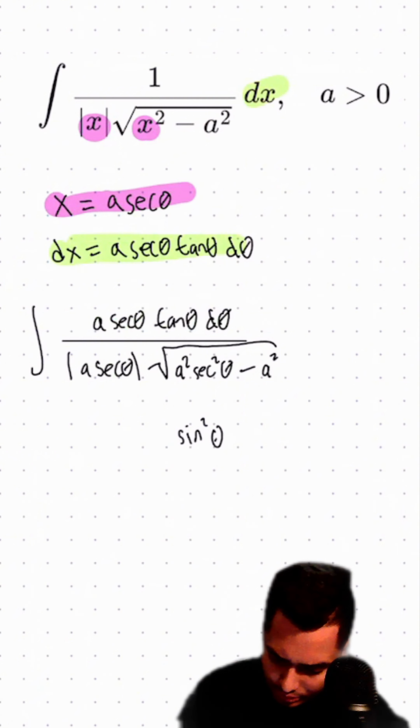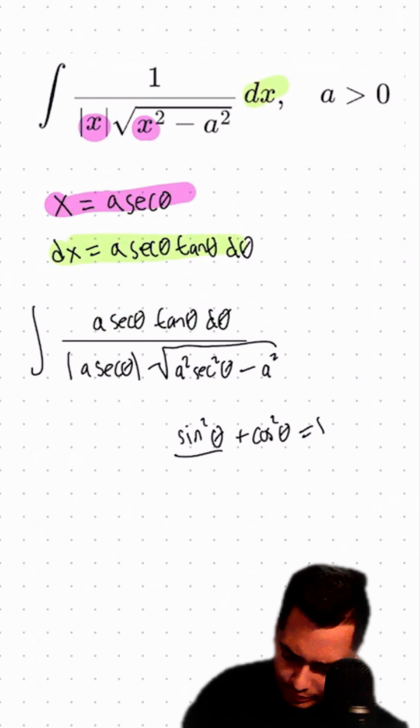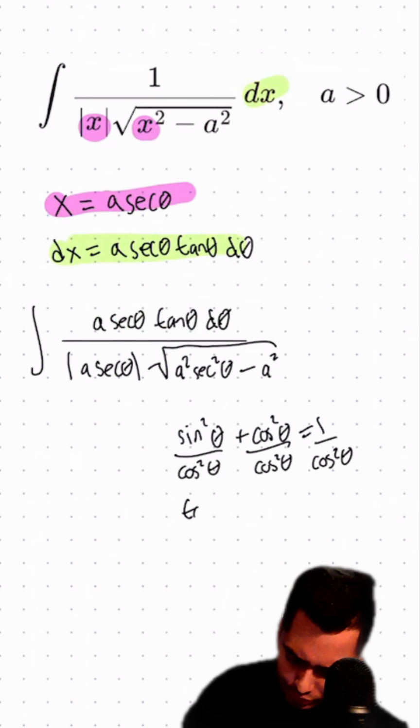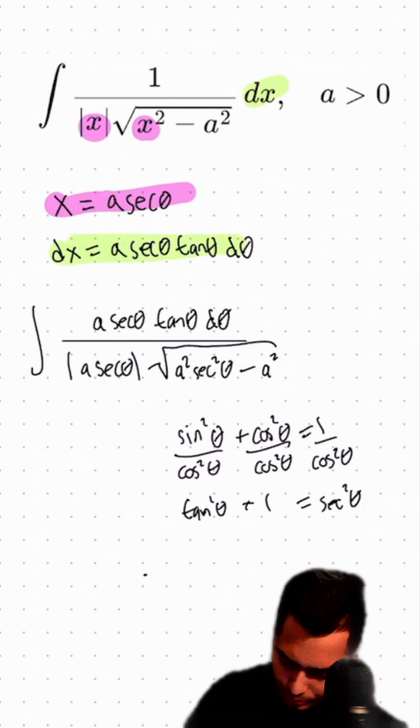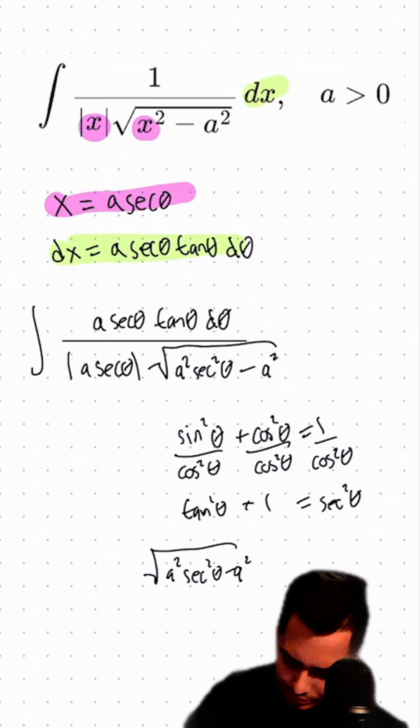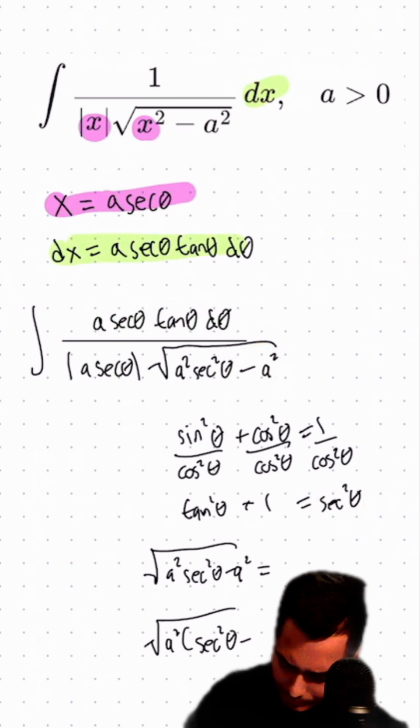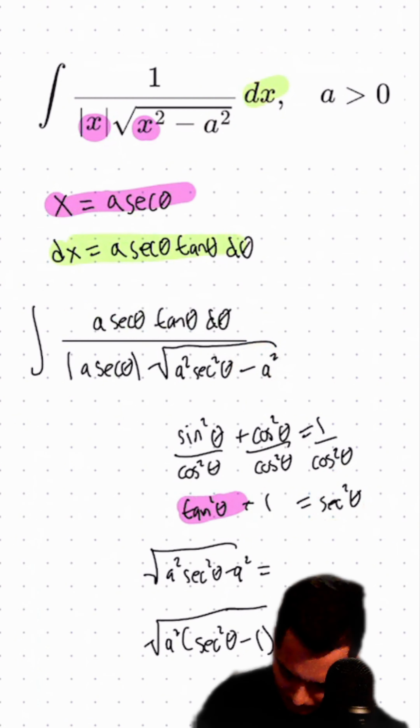Now recall that the sine squared of theta plus the cosine squared of theta is equal to 1. If we divide everything by cosine squared of theta, we get that the tangent squared of theta plus 1 is equal to secant squared of theta, which means from our square root value, we can rewrite this as secant squared theta minus 1, and that's given by tangent squared. We have a squared tangent squared of theta, and this is going to simplify to just a tangent of theta.